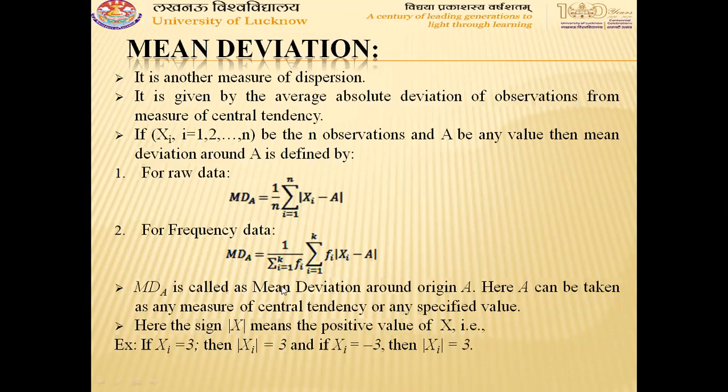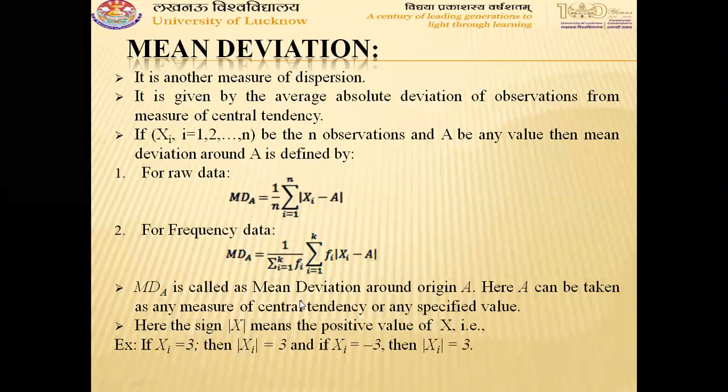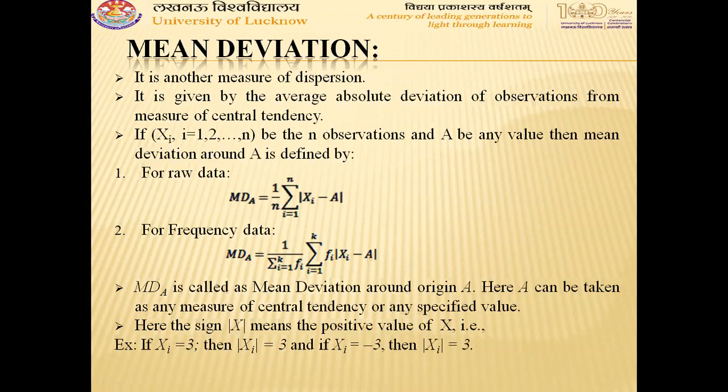This mod represents the positive value of the difference. That means if xi is 3, then mod xi will be 3, and if xi is minus 3, then also mod of xi will be 3.